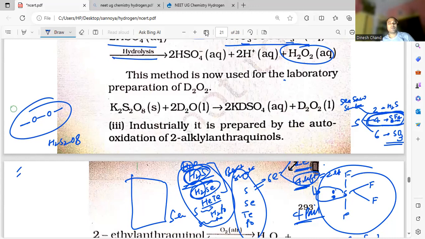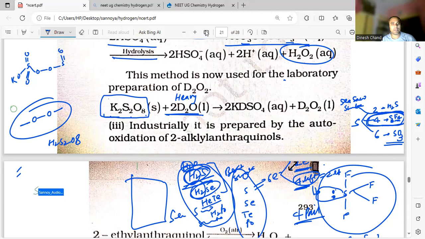Potassium peroxodisulfate, K2S2O8. If you are treating it with D2O, heavy water, what will the structure be? Here you see S double bond O, double bond O, here is O, and it will be like this, O S O K.